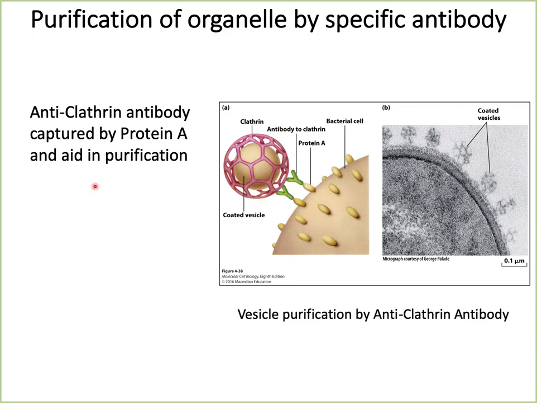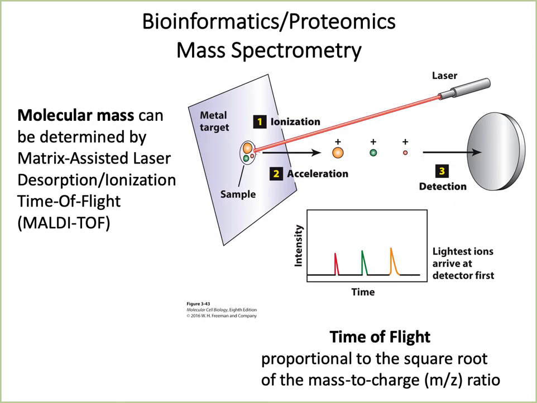You can just do a low spin centrifugation, and you can actually isolate all these vesicles. And once you isolate the vesicles, then you can disrupt them and have a purified vesicle. Here you can see a transmission electron micrograph, and right here is the cell. On top of that, these are the coated vesicles that you can see through this transmission electron micrograph. So this is your specific antibody-specific purification.